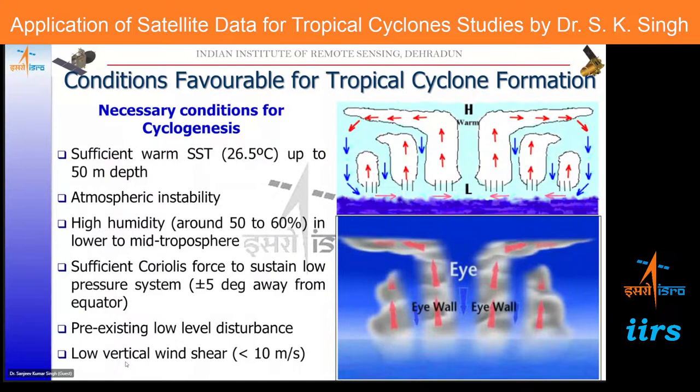And one of the other most important criteria is low vertical wind shear. Wind shear is the change in speed with height. If the wind shear is high, the tropical cyclone cannot sustain for a longer time, because it cuts off the moisture and temperature supply from lower level to upper level. That is why tropical cyclones cannot form during the monsoon season, because during the monsoon season, the wind shear is very high.